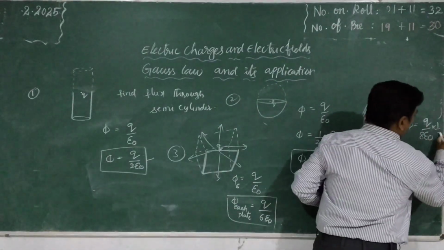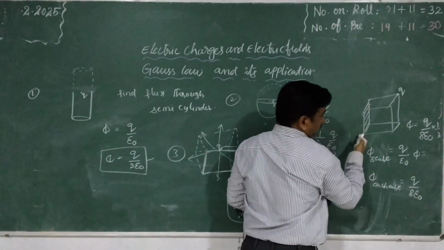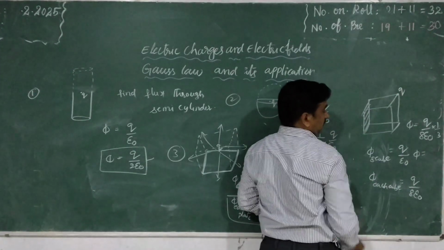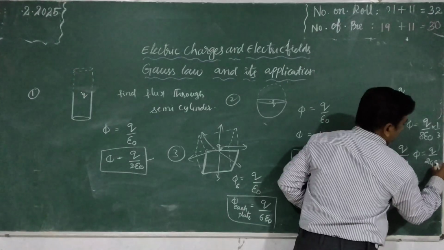That's why we can write 1 by 3. What is the flux through this shaded surface when the charge is at vertex? In that case, Q by 8 times 3 is 24, so 24 epsilon naught.